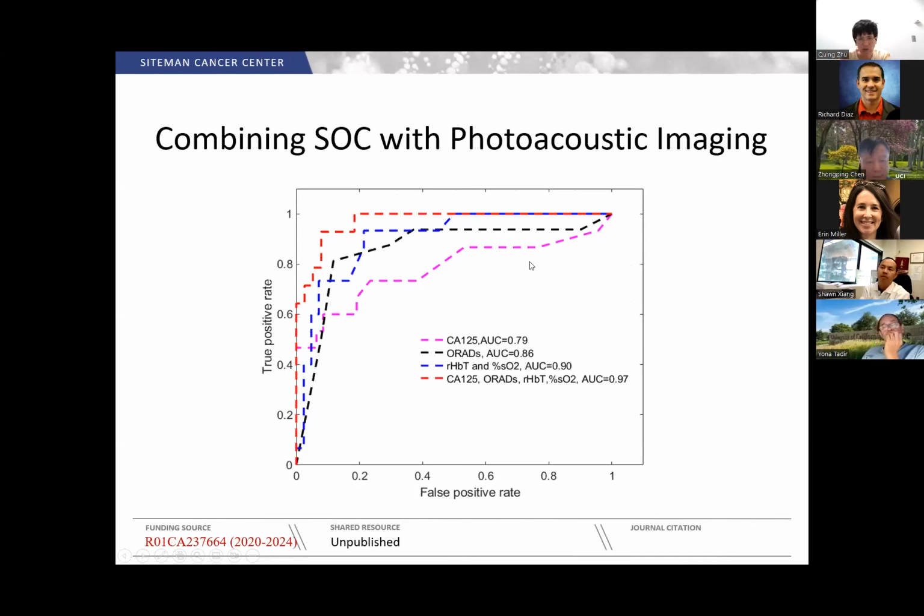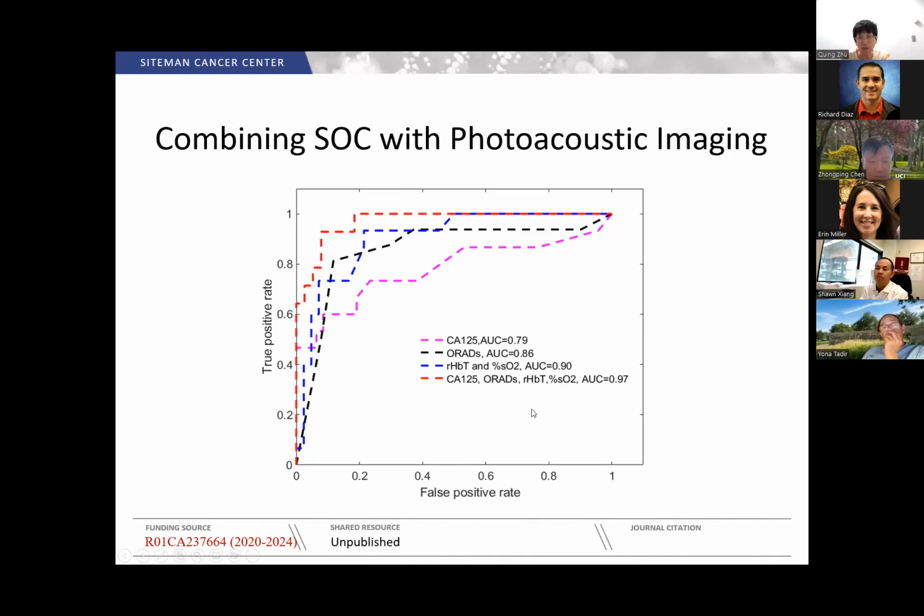So if we do CA-125 only, we're reaching an ROC of 0.79. You know that 1 is the best, right? So the ORADS itself is getting to 0.86, which is this black curve. And then the photoacoustic signal based on the hemoglobin and the SO2, we find that we can achieve an AUC of 0.9. And when we combine these 4 important parameters together, we're reaching an AUC of 0.97.